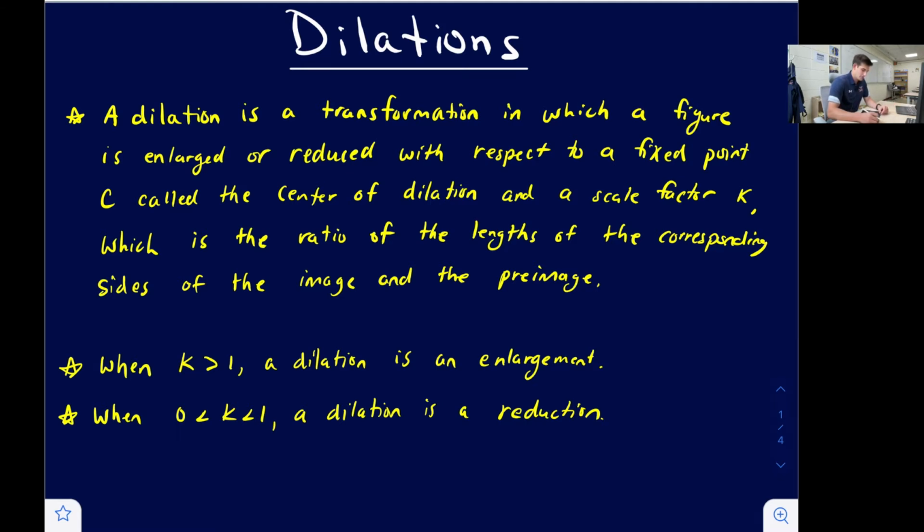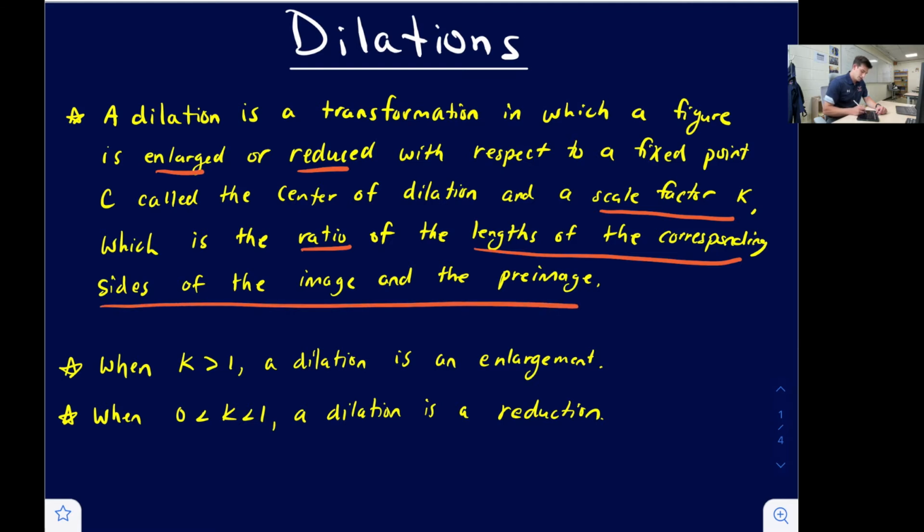So a dilation is a transformation in which a figure is enlarged or reduced with respect to a fixed point, C, called the center of dilation. Most often, pretty much 100% of the examples we're going to see, the center of dilation is the origin, okay? And the scale factor, which is K, so K is our variable that represents a scale factor, which is the ratio of the lengths of the corresponding sides of the image to the pre-image. Okay, so the pre-image is going to be our original shape, and the image will be our new shape.